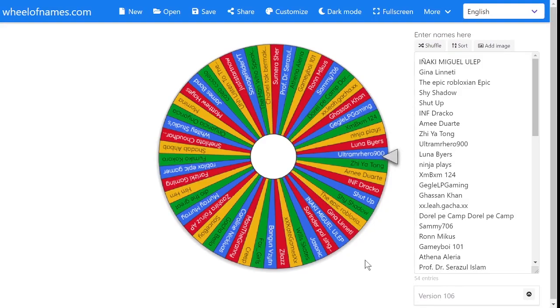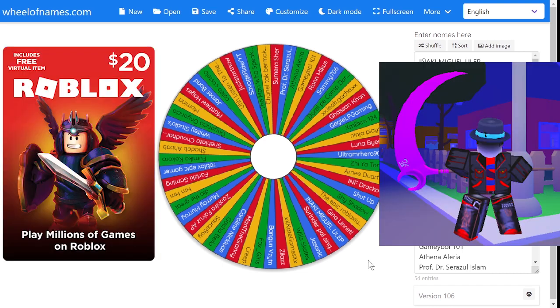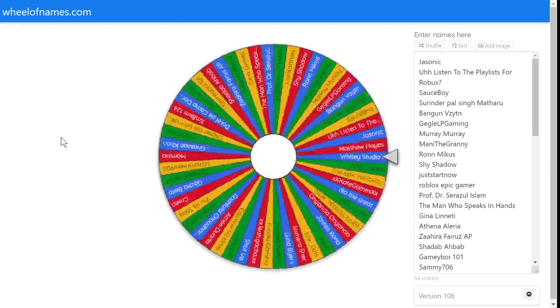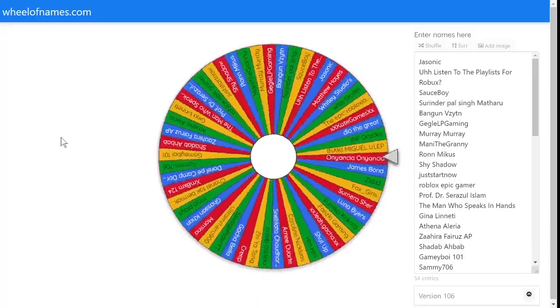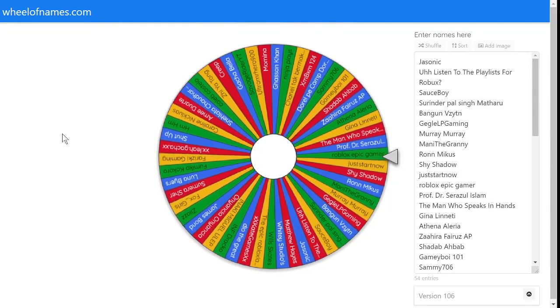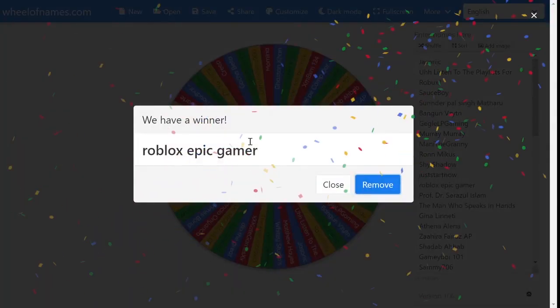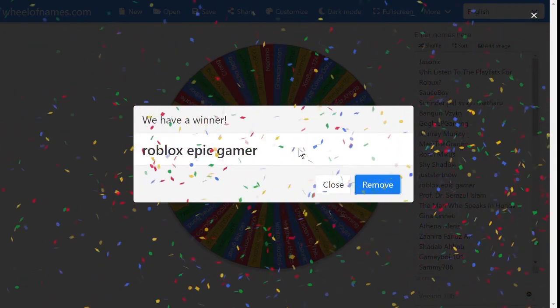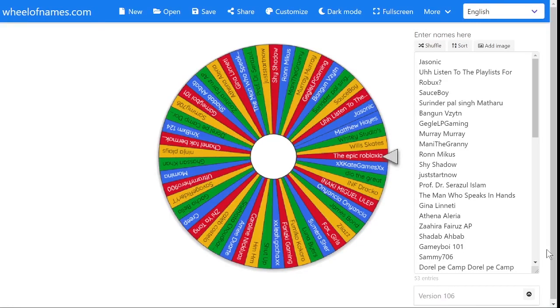Now, let's see who wins first prize. First prize is a $20 Roblox gift card and Hallow Reaper. Shuffle the names and spin. It's slowing down. And the winner is Roblox Epic Gamer. Congratulations, you just won first prize. Congratulations to all of the winners.